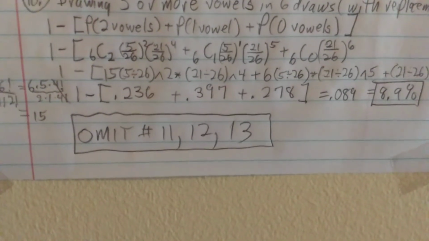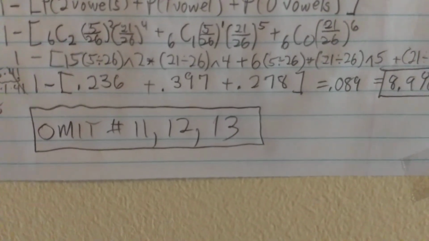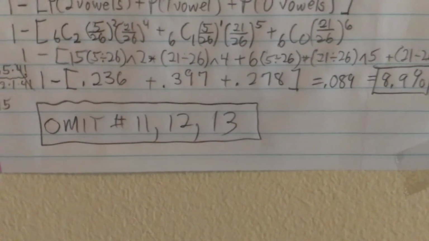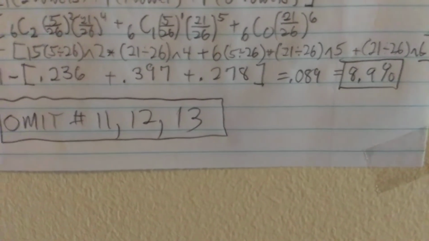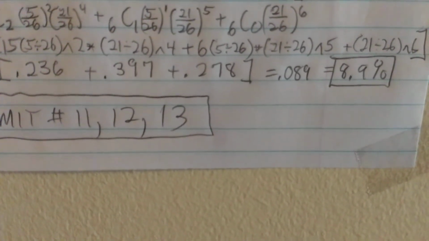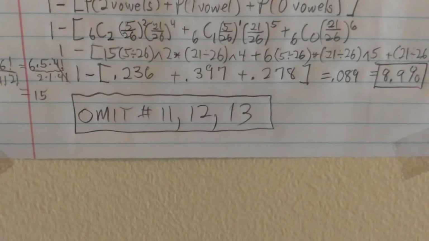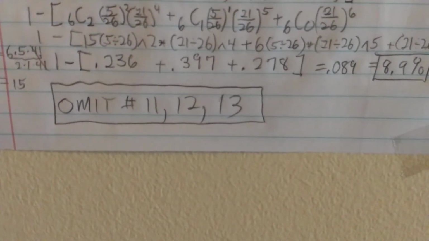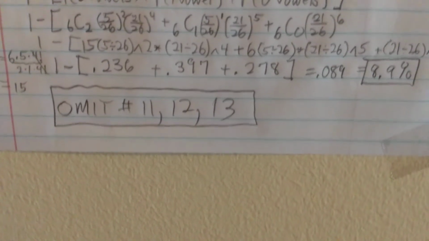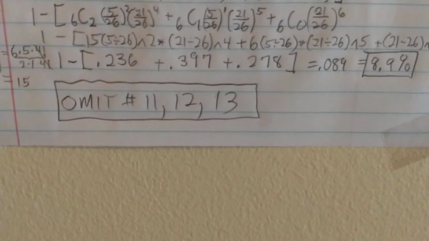So what we're looking at now, we should get 1 minus parentheses 0.236 plus 0.397 for the 1 vowel and 0.278 for the 0 vowels. So adding those up, we get 0.089 and to 3 places, and that's 8.9%.